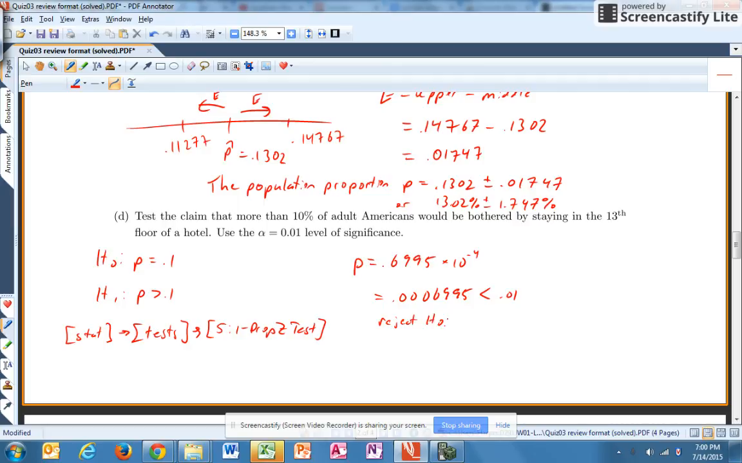And what that means for us, now we can write a conclusion. Our null hypothesis was that it was 10%. What we were trying to say, alternatively, is that it's more than 10%. So because we rejected the null hypothesis, that means that we do have statistical evidence that more than 10% of the population would be bothered by staying on the 13th floor.